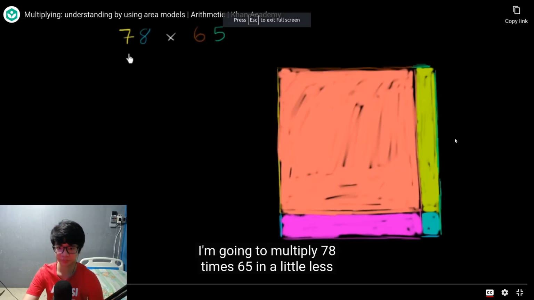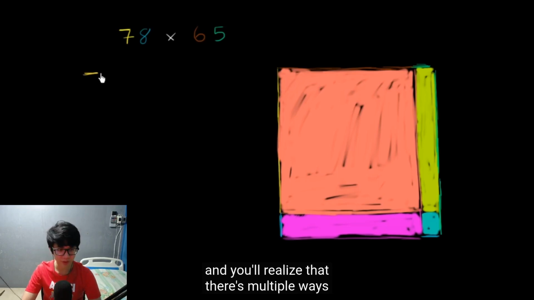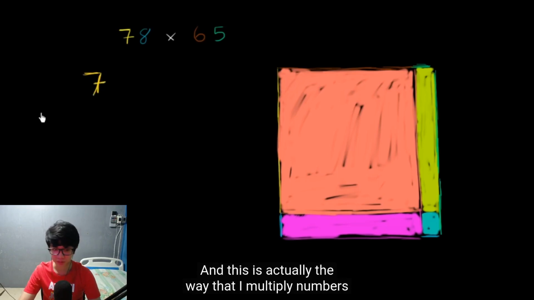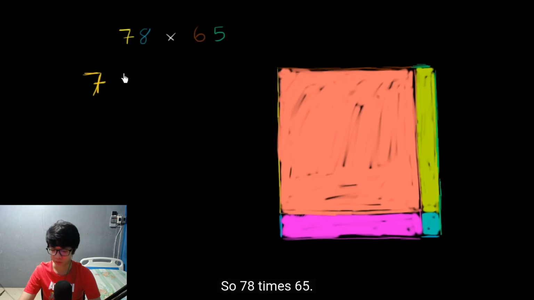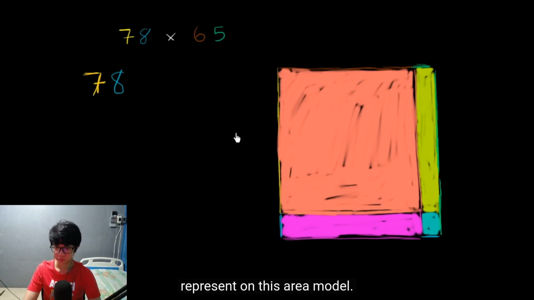I'm going to multiply 78 times 65 in a little less than standard way, but hopefully it'll make some sense and you'll realize that there's multiple ways that you can multiply. And this is actually the way that I multiply numbers in my head. So 78 times 65. And then we're actually going to think about what the different parts of this process represent on this area model.